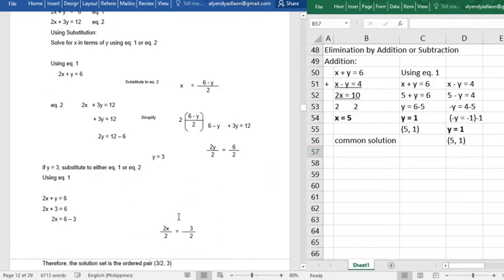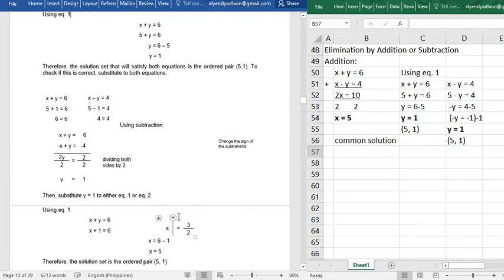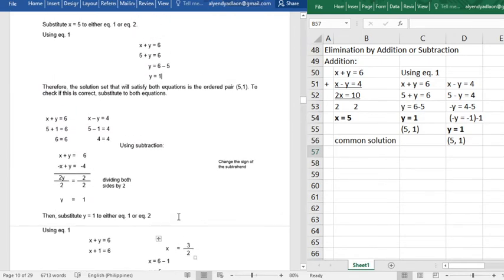Now, let us try elimination by subtraction. Okay, now using subtraction, class, let us try using subtraction. We have x plus y equals 6 minus x minus y equals 4.